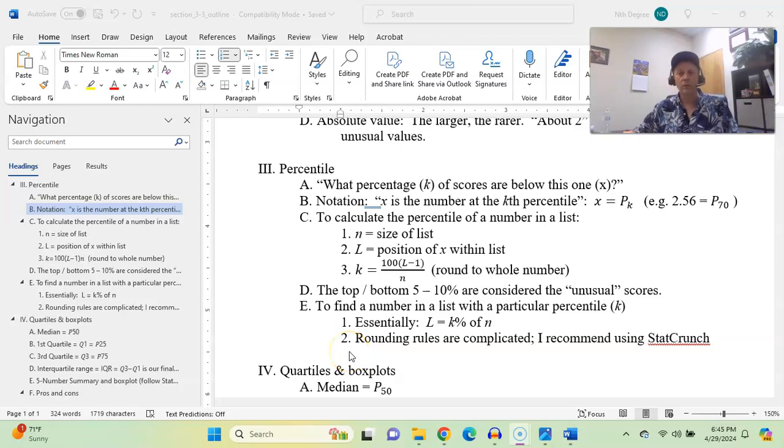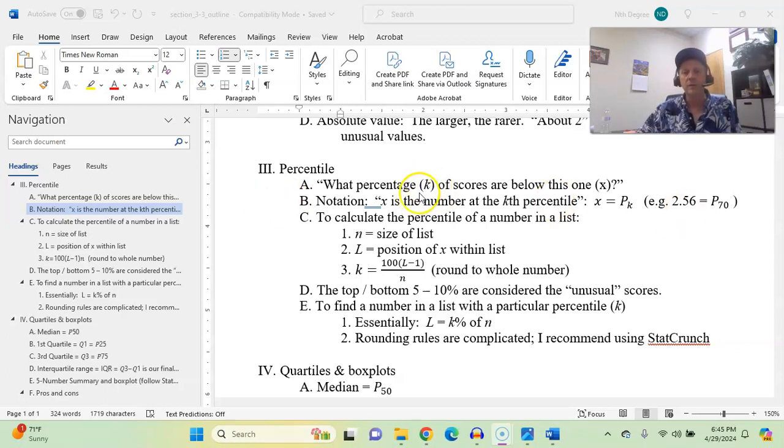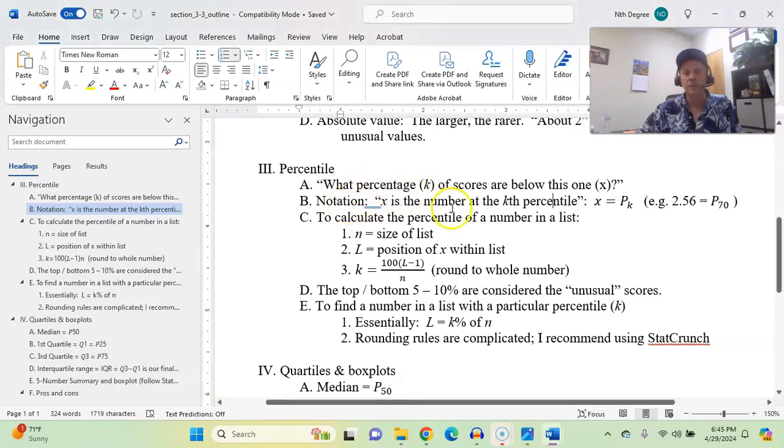Percentiles. Remember that a percentile answers the following question: What percentage of scores are below this one? And of course, the score of interest is always abbreviated by the letter X. And when we're using formulas, we're going to use the letter K to represent that percentage. To summarize, X is the number at the kth percentile.